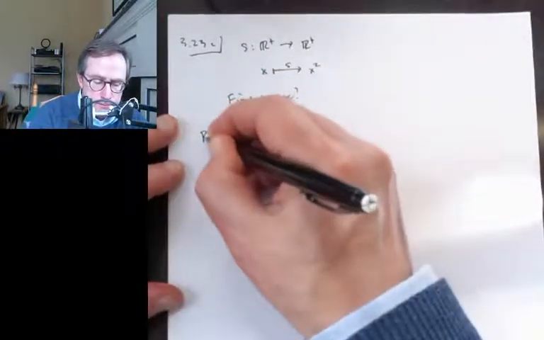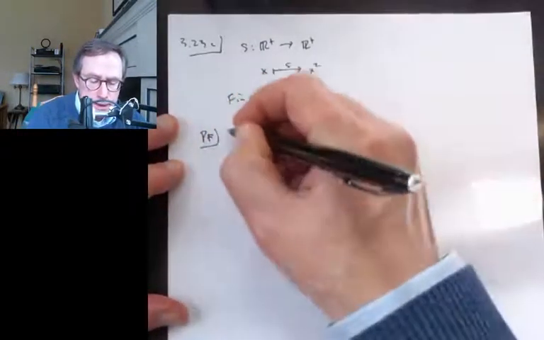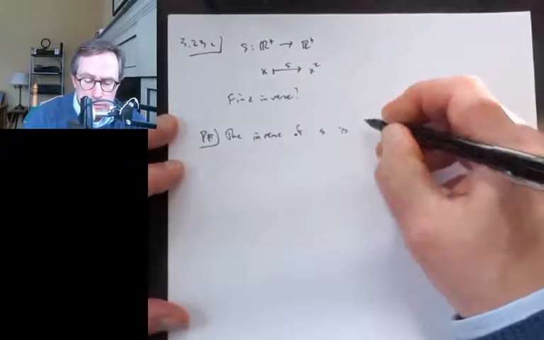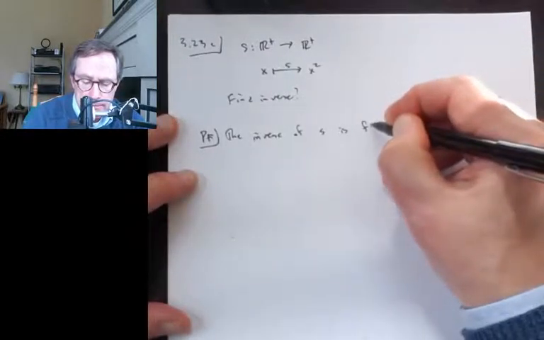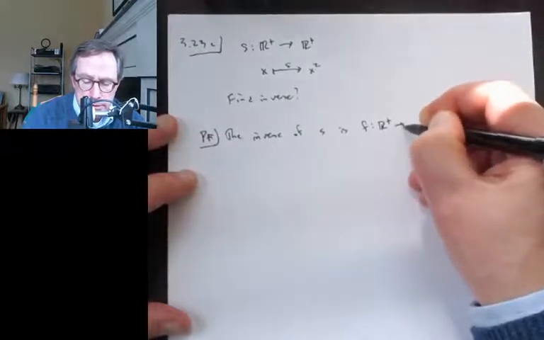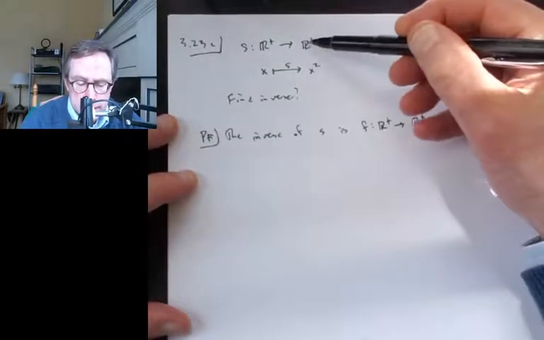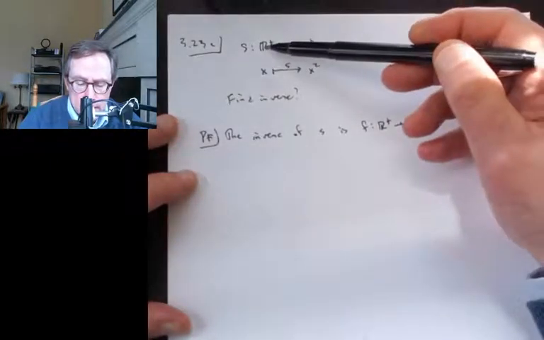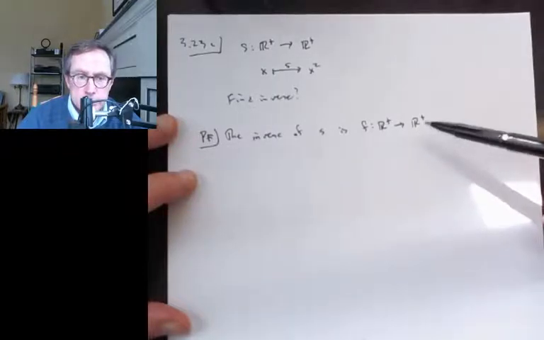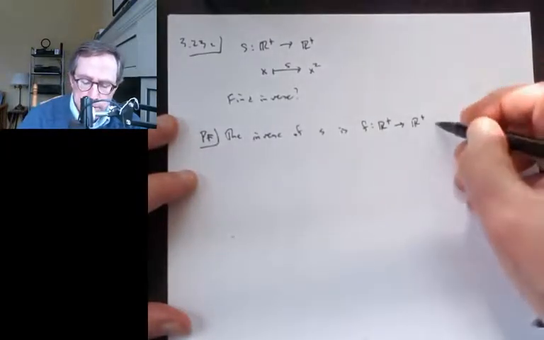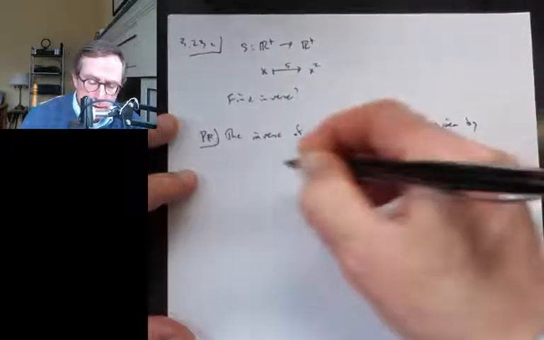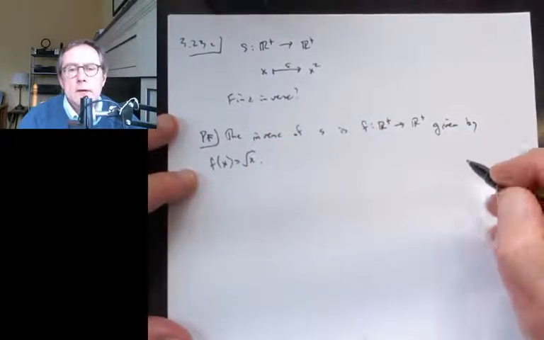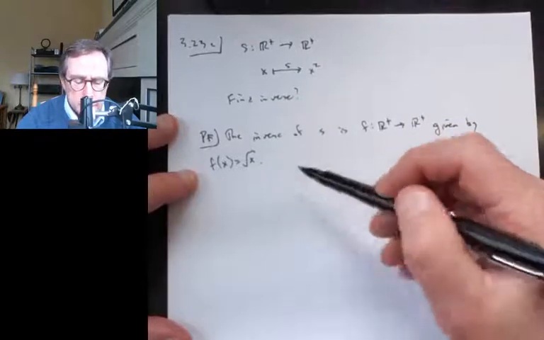So for a proof, I'm going to say something like the inverse of S is, and I'm just going to give it a name, f maps R plus to R plus. Notice that the codomain of S is the domain of f, and the domain of S is the codomain of f, because they go in the opposite directions, given by f of x equals square root of x. Okay, you can write it this way, or you can write that. I don't care. It doesn't make any difference.